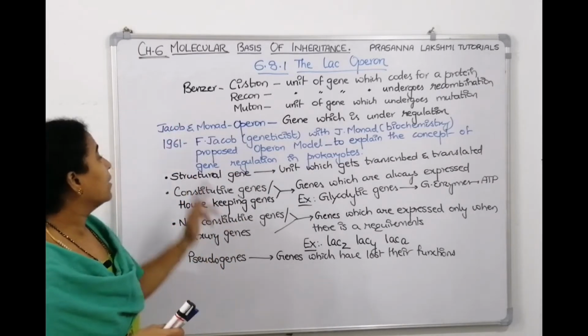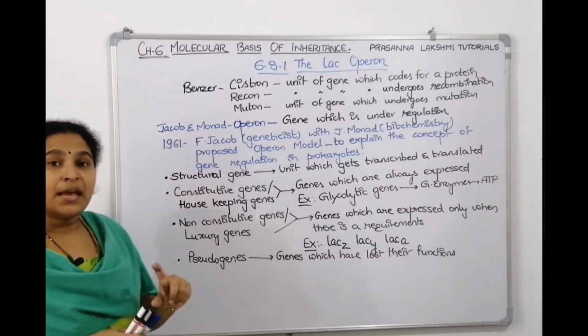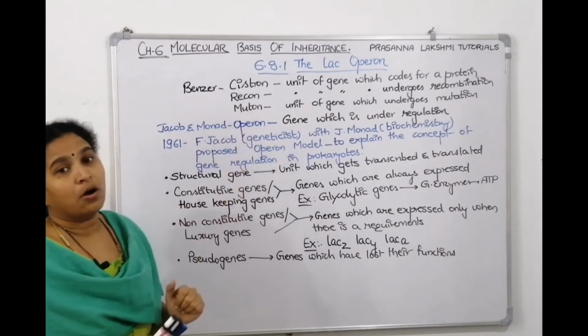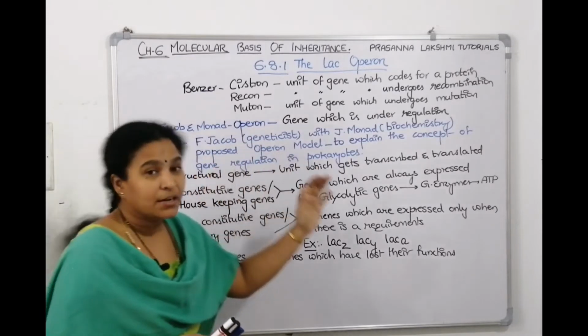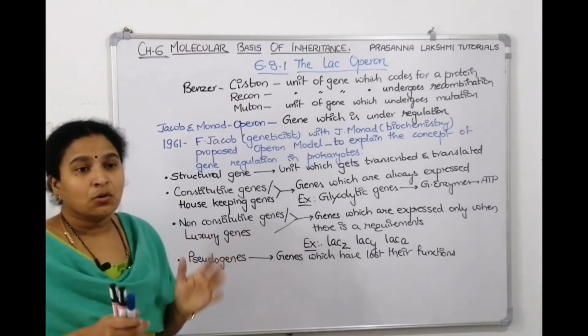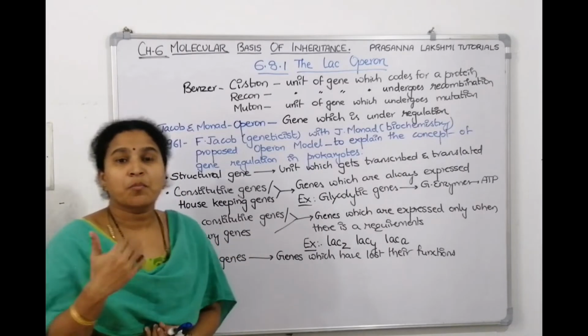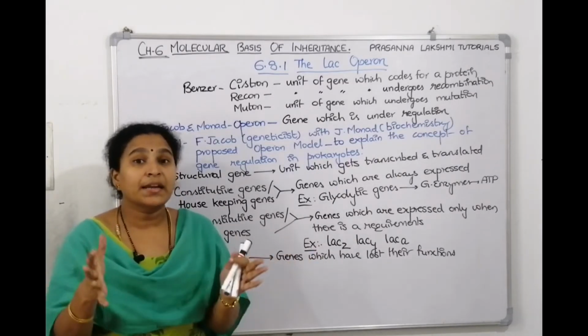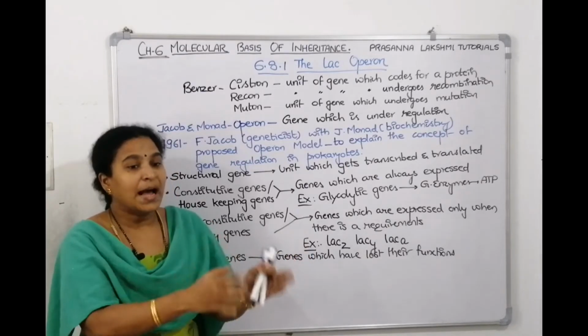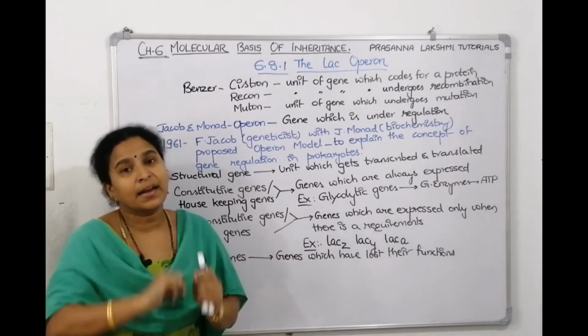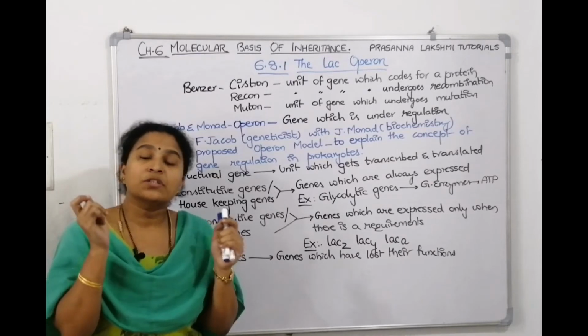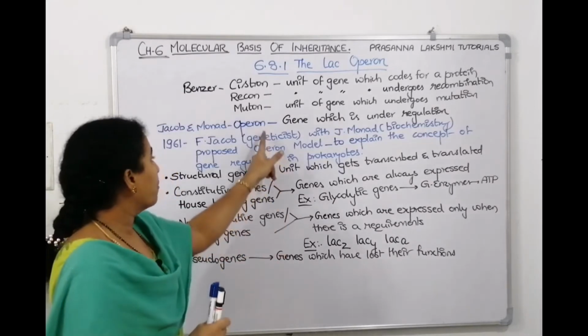Now, in the same manner, Jacob and Monod came and used another word called operon. What is operon? A gene which is under regulation, right? Whatever board you are studying under, that board is regulating you. This is your precise syllabus and this is your exam schedule. So they are regulating you. Like that, a gene which is under regulation is called an operon.